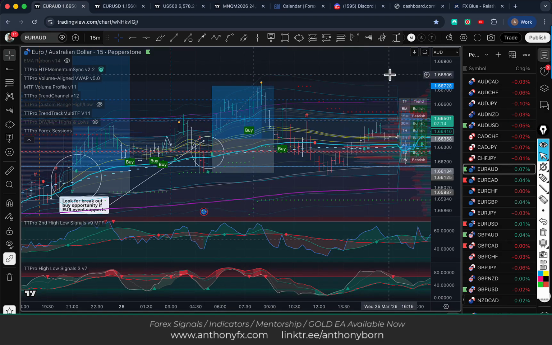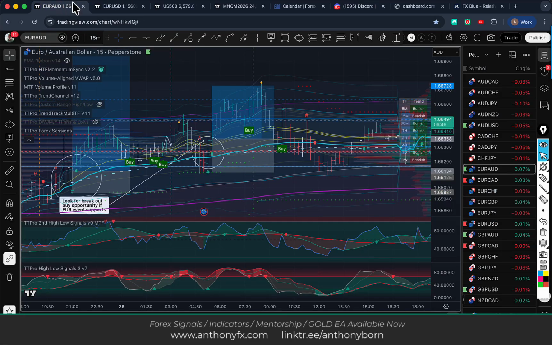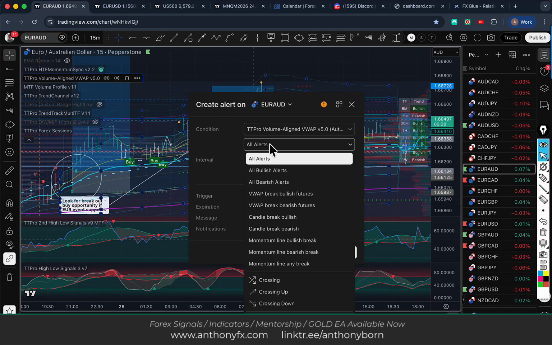Now, when I post a signal like this, we'll see that little label that you see here that's got no text in it. It's just a little label. I traded that yesterday. Okay, it pulls down through, comes back through, and you get that. That's a signal. So you can set that. That's an alert that you can set. Volume aligned VWAP, 3 dots, add alert, and you can just go all bullish alerts. That's the easiest way out of it.